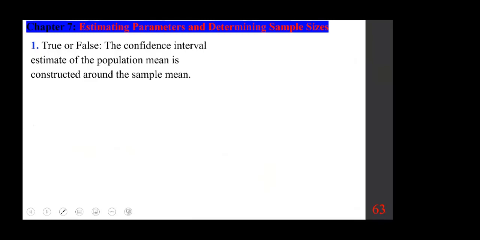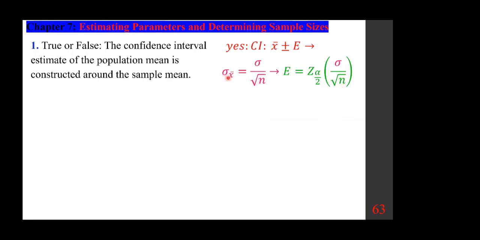Confidence interval is x bar plus minus E, where E is Z alpha over 2 sigma over square root of n, because sigma of x bar is sigma over square root of n. So the reasoning is the formula.